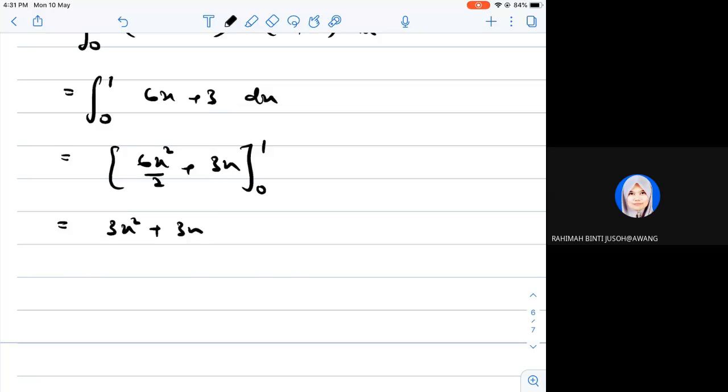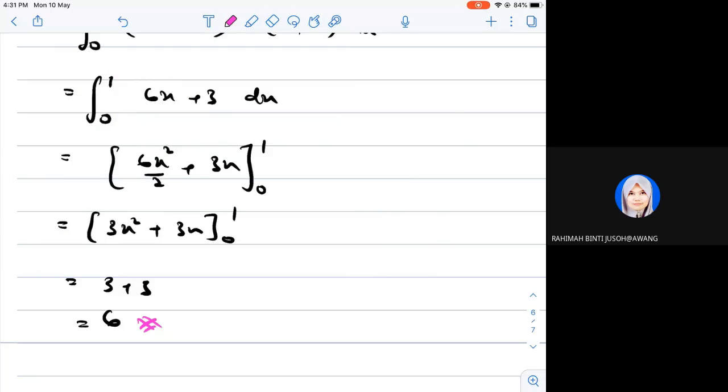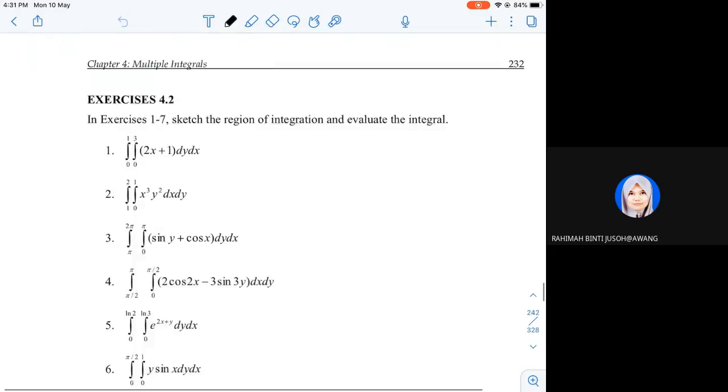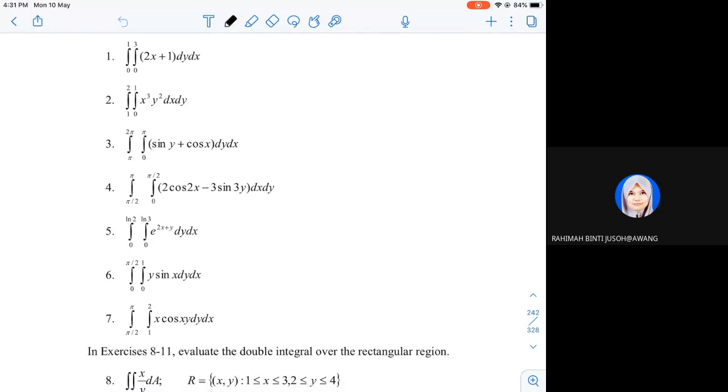Okay, plus 3x. 0, 1, of course, 3 times 1, 3 plus 3, so it becomes 6. So that's the answer. Okay, if we do this step by step, subtract from 0 plus 0, right? Total equals 6. Okay, right. So next, let us do question number, let's say number 4.